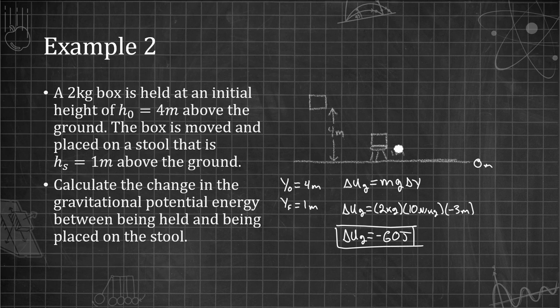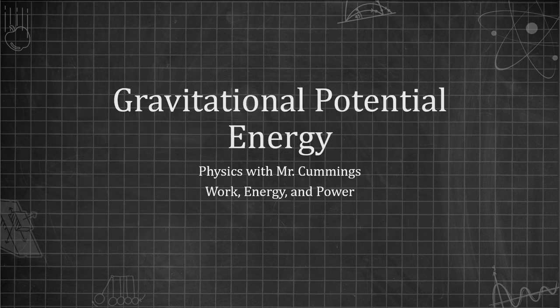Now we could do this problem another way where we just take a look at the potential energies with respect to the ground at both locations. So we see that the potential energy on the stool is just going to be 20 joules. The potential energy being held 4 meters above the ground was 80 joules. We've already calculated that, and this is with respect to the ground. So going from 80 to 20, we see that the change there is a negative 60 joules. And that's another way to do this type of problem.